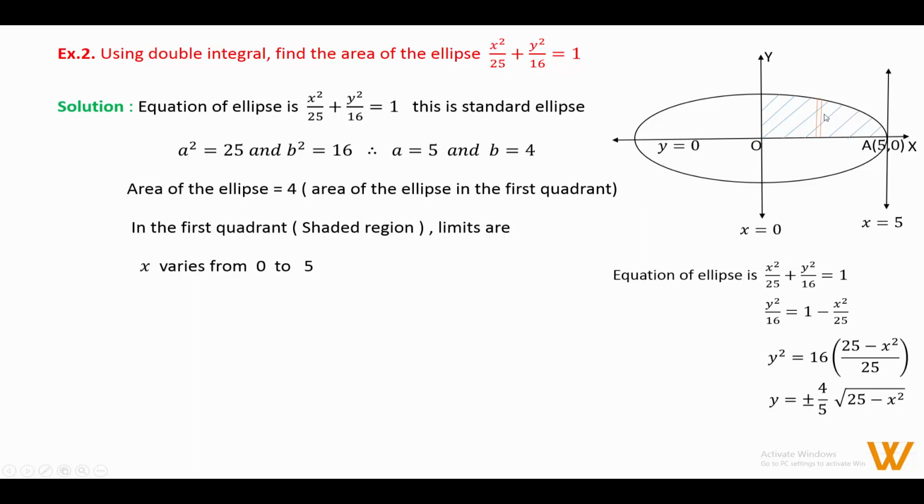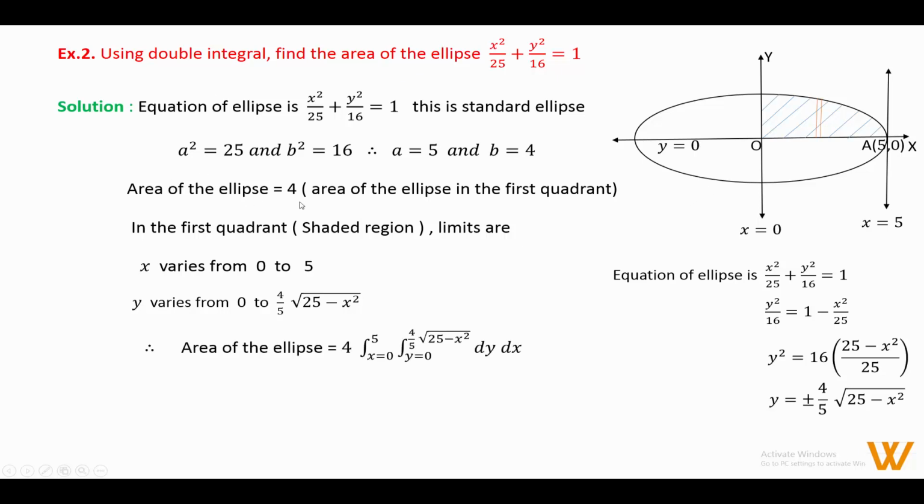Now in the first quadrant y is positive, so take only the plus sign. y equals plus 4/5 square root of 25 minus x squared. So y varies from this line to the ellipse, from 0 to 4/5 square root of 25 minus x squared, and therefore the area of the ellipse is equal to 4 times the area of the ellipse in the first quadrant.